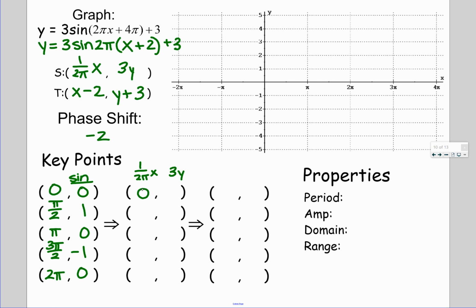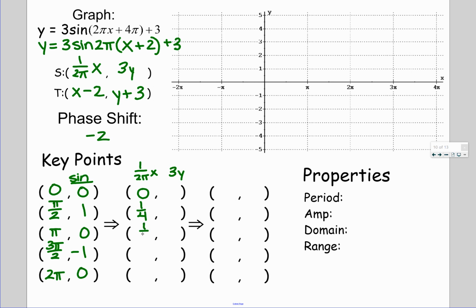If I do pi over 2 times 1 over 2 pi, what cancels? The pi's, and what are you left with? 1/4. Correct. Okay. If I do pi times 1 over 2 pi, what am I left with?